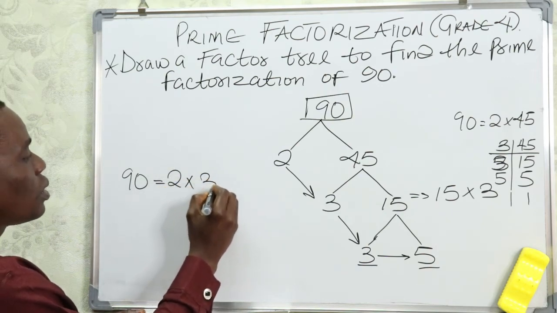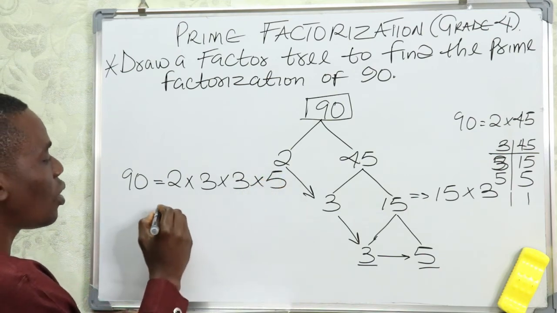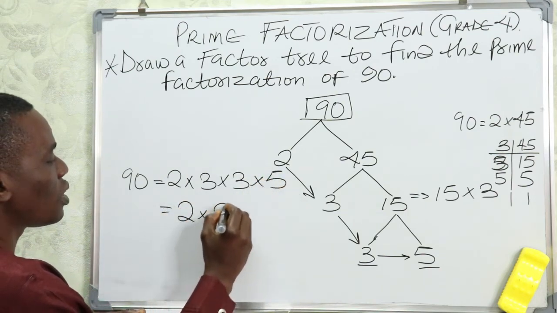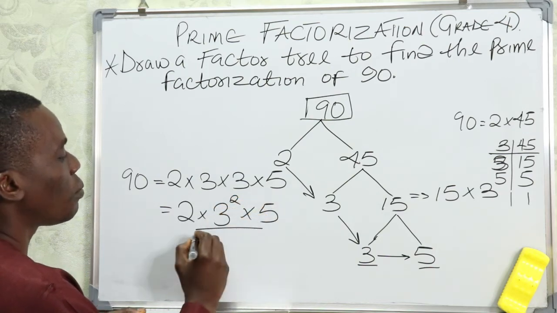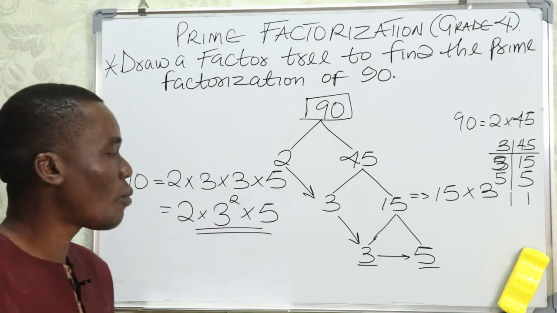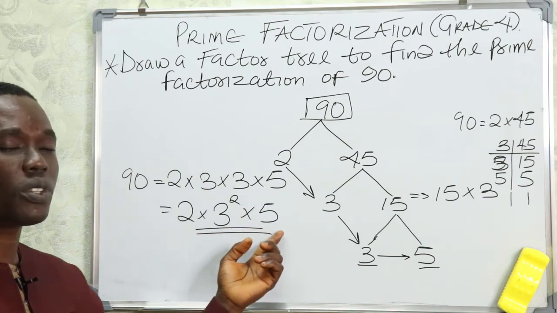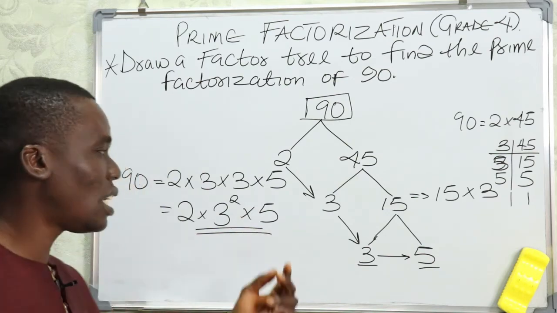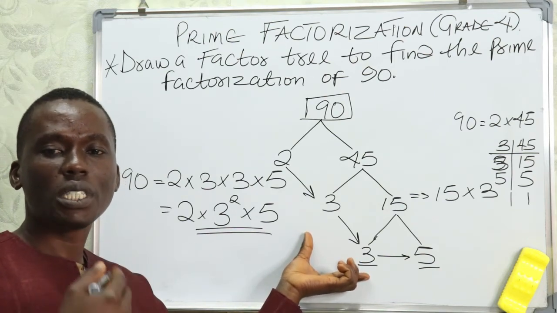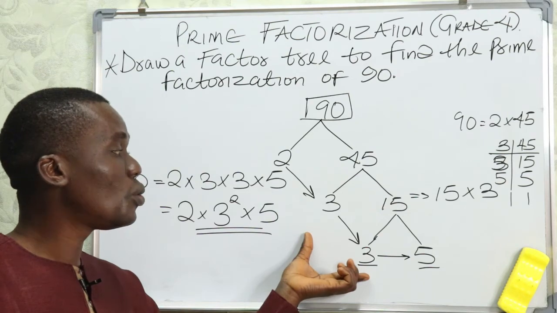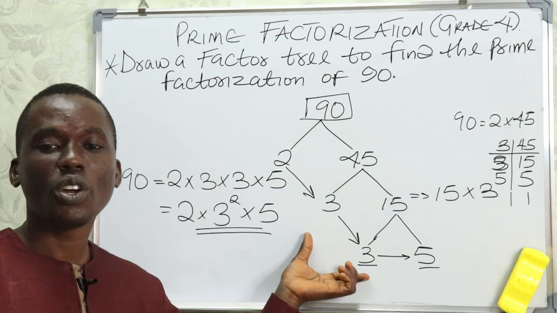Now the product of the prime factors of 90 is equal to 2 times 3 times 3 times 5. That will be equal to 2 times 3 raised to power 2 times 5. So the prime factorization of 90 will give us 2 times 3 raised to power 2 times 5. Now do you notice that 3 occurred more than 1 time? That really shows that this is the prime factorization of 90.